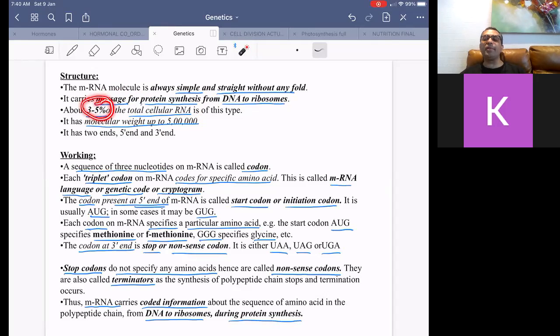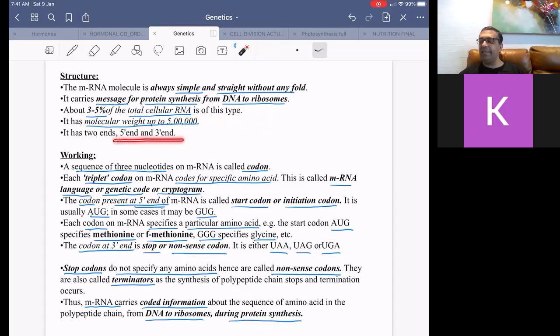Which is the least in number? mRNA. Only 3 to 5 out of 100 RNAs, 3 to 5% are mRNAs. Least number of RNAs, a neat point of view. Which is the least number of RNAs among mRNA, rRNA, tRNA? mRNA has the least number of RNAs. It has a molecular weight of up to 5 lakh Daltons. It has 5 lakh Daltons of molecular weight.